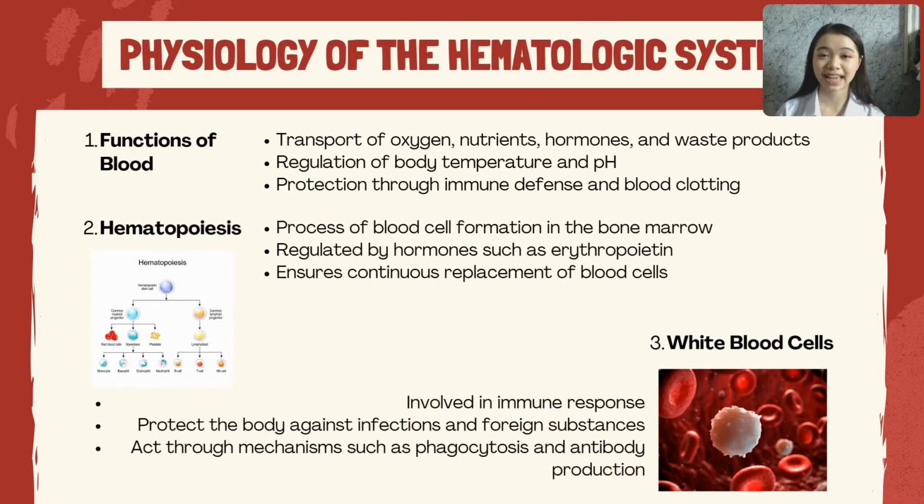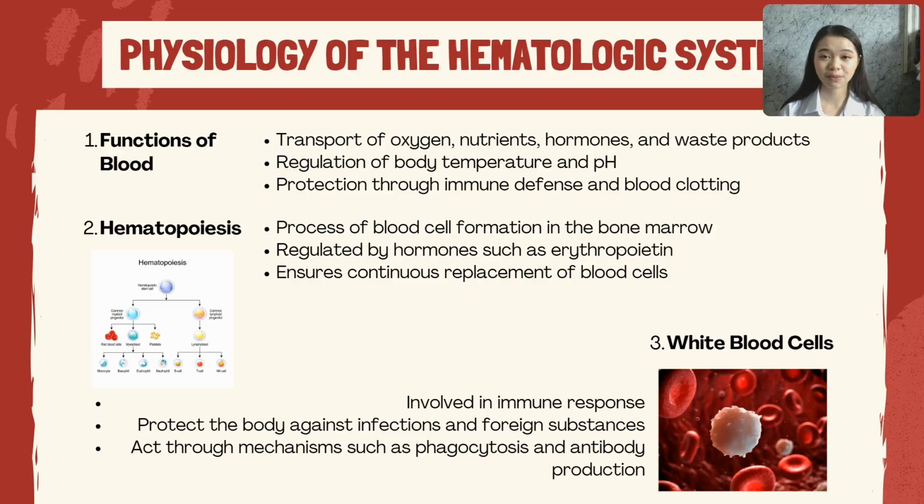Now that we understand the anatomy, we can explore how the hematologic system functions as a whole. Blood performs several essential physiological functions. It transports oxygen, nutrients, and hormones, removes waste products, helps regulate pH and body temperature, and provides immune protection. It also maintains hemostasis through platelets and clotting factors to prevent excessive bleeding.